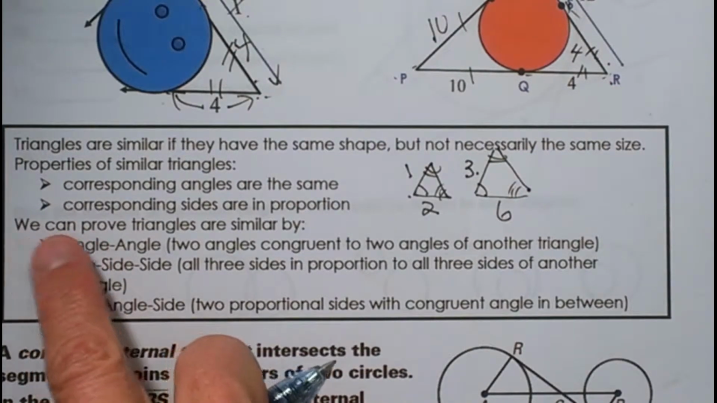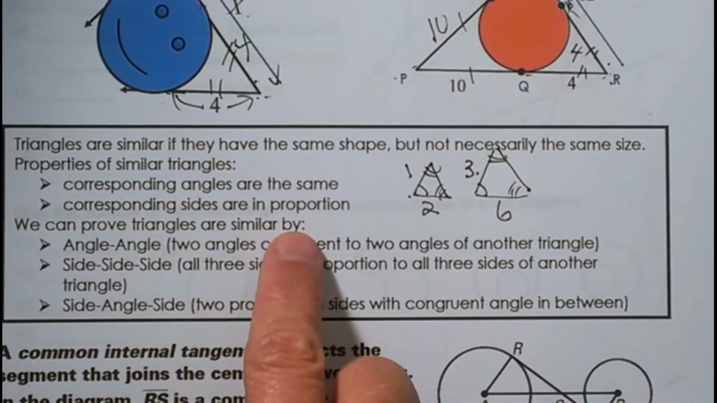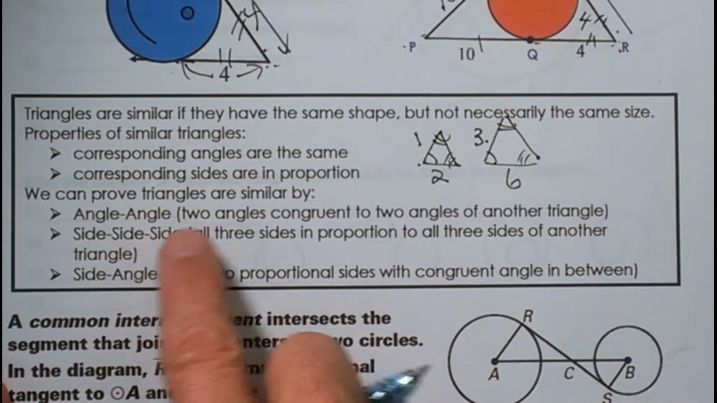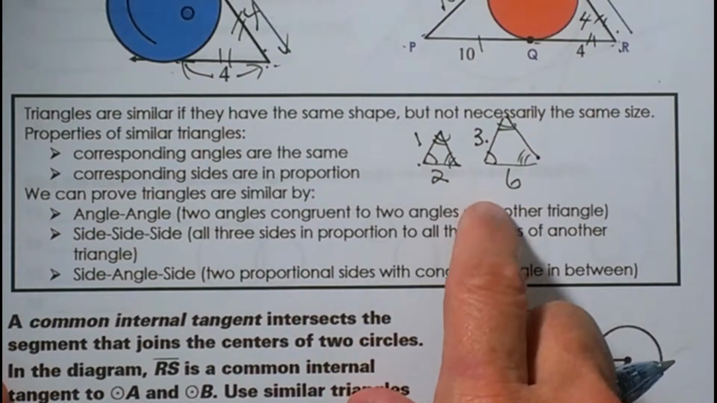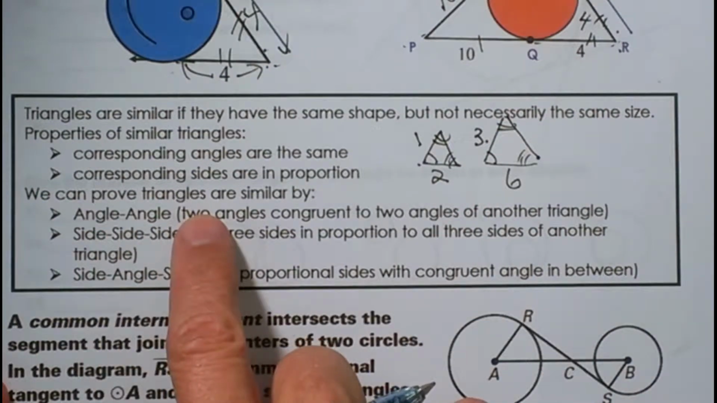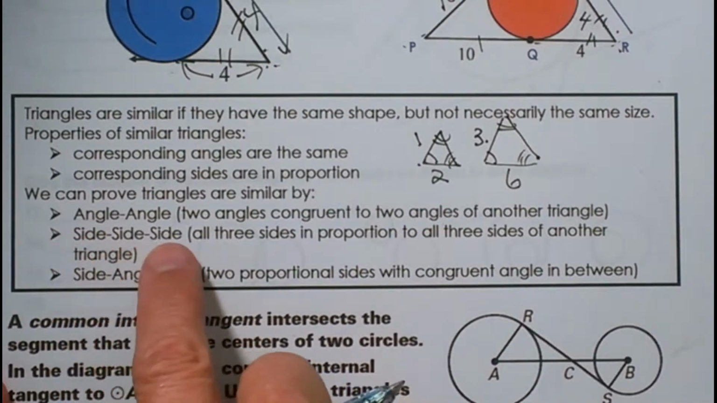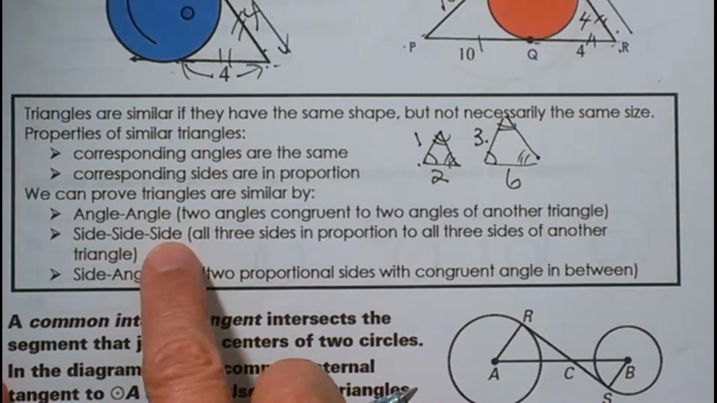Okay? We can prove that triangles are similar by using a couple methods. The first one is angle-angle. So if we know that 2 of the angles match, then we can use the angle-angle postulate to say that the triangles are similar.